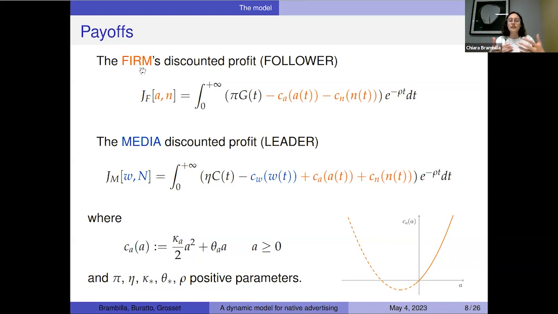What I want to stress here is that usually in this kind of game, only the firm point of view is taken into account. Well, we here decide also to consider the media outlet problem. So we are introducing the problem of the media outlet, and honestly, the media outlet optimal control problem is going to be the most interesting part of the analysis. Furthermore, I explained at the beginning that native advertising may have a negative effect on the credibility of the media outlet, but from the media outlet profit, we can see that an eventual damage to credibility due to native advertising will result also in a damage to the profit, since there is a linear revenue related to credibility. So this is very important to be observed.